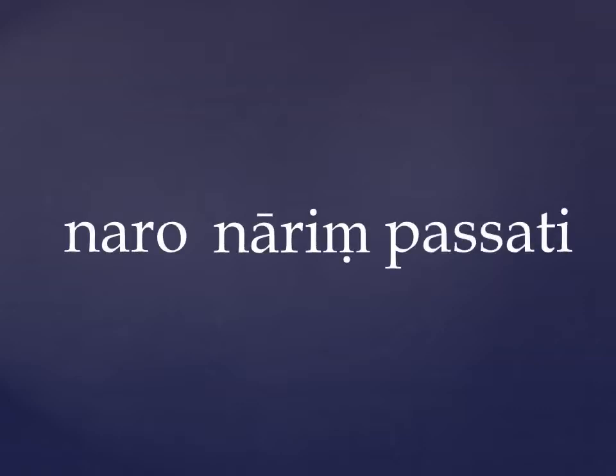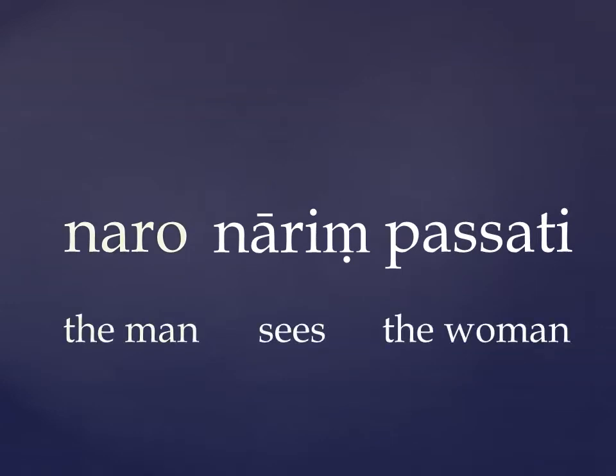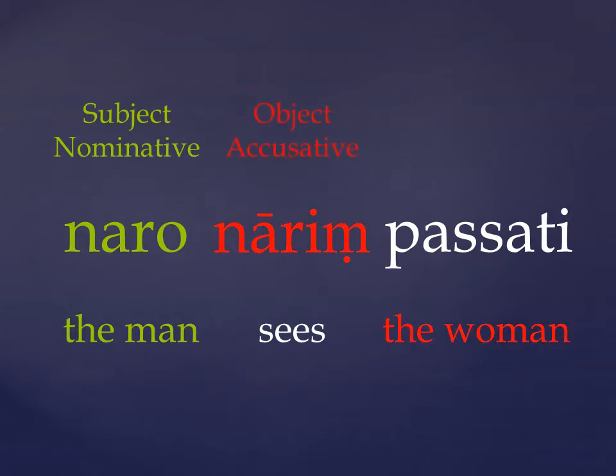Hello. Let's start off with our basic Pali sentence. Naro narim pasati. The man sees the woman. We have our subject noun, naro, the man. We know it's the subject because it ends in o, which is the nominative case. And the direct object of the verb is narim, the woman, which is in the accusative case.